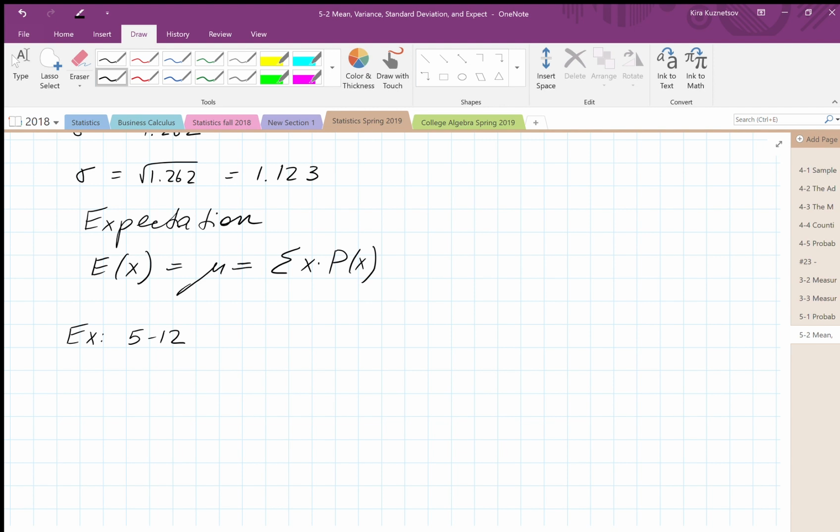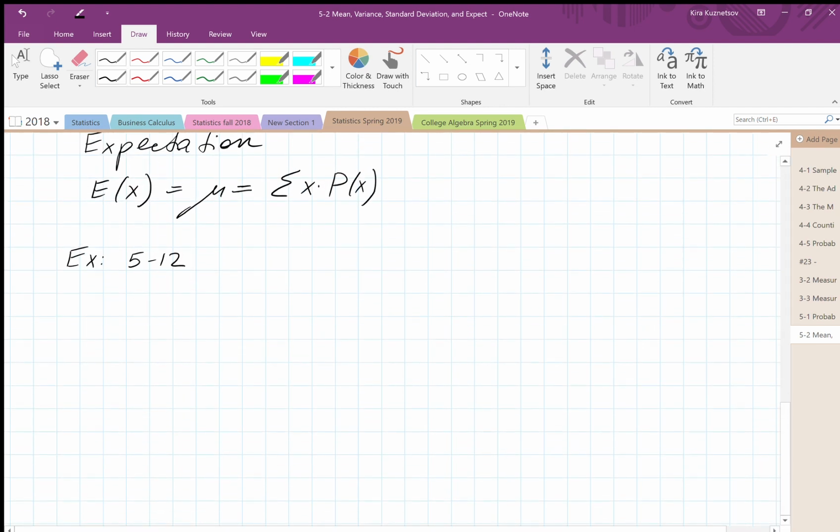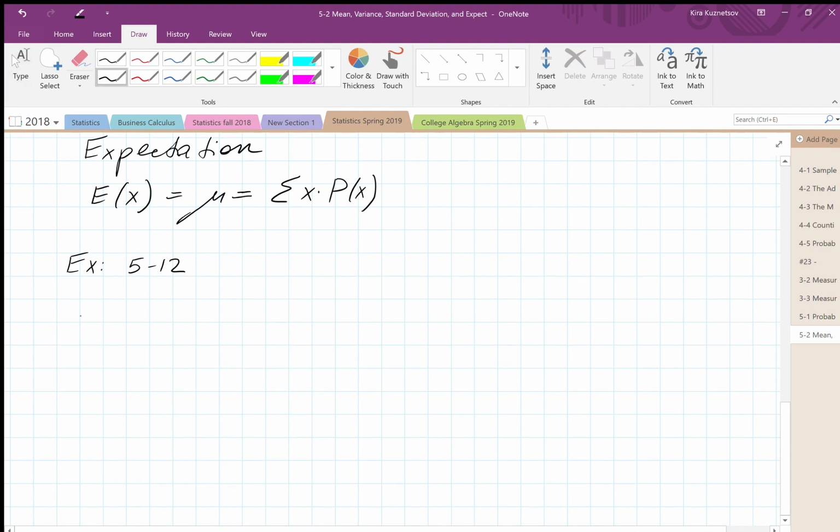And 5-12 talks about 1,000 tickets that are sold at $1 each. And you can win a smart television set valued at $750. We're looking for the expected value of the gain if you purchase 1 ticket. So, a couple of things to start with in order to start your expectation. You need to construct a probability distribution. So you need to figure out what your x's and what your probabilities are.